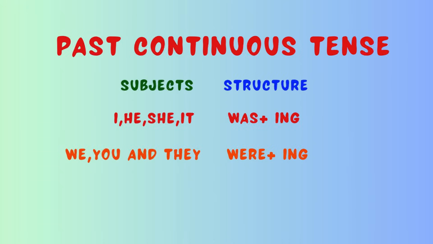Following that, past continuous tense. Subjects I, he, she and it. Structure was plus ing. Subjects we, you and they. Structure were plus ing.